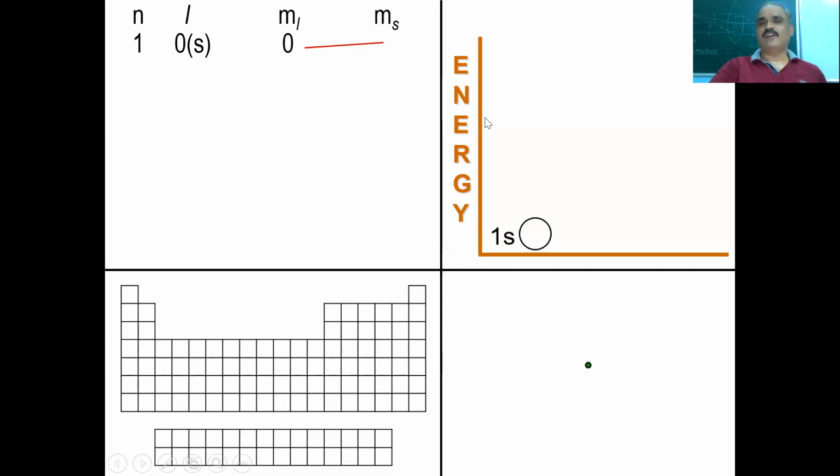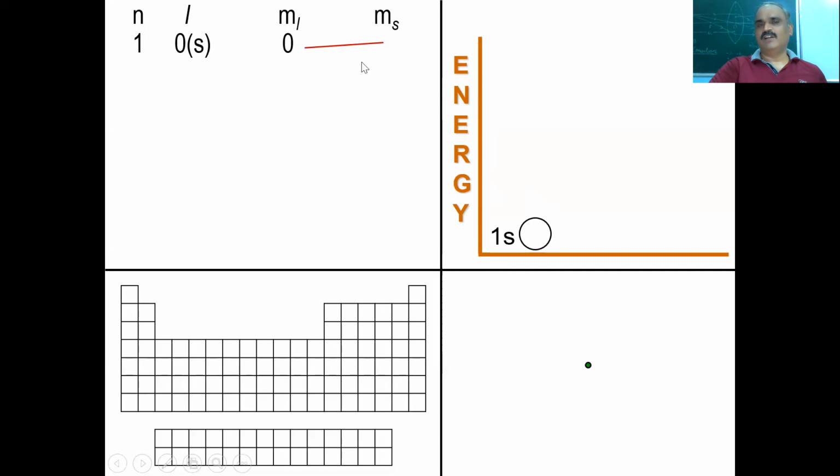And on the energy diagram, we show it by a circle, this region. It is called an orbital. It is the s orbital, just represented by this circle. It is a space where the probability of finding an electron is maximum. So this is one s orbital.